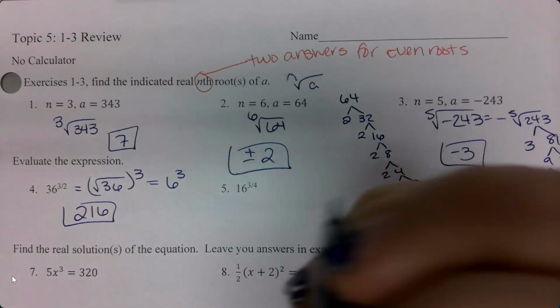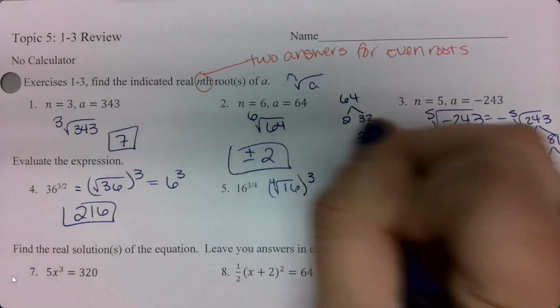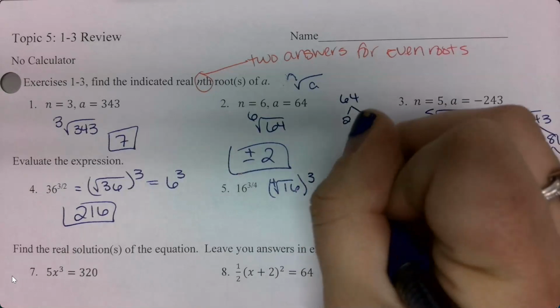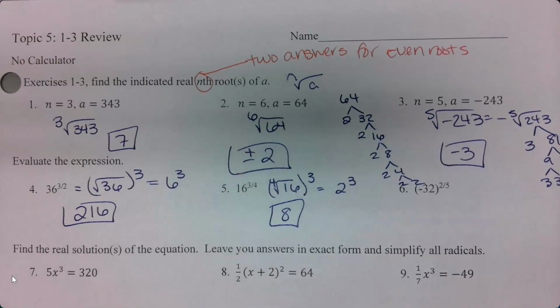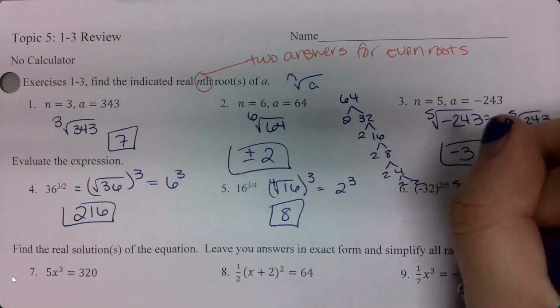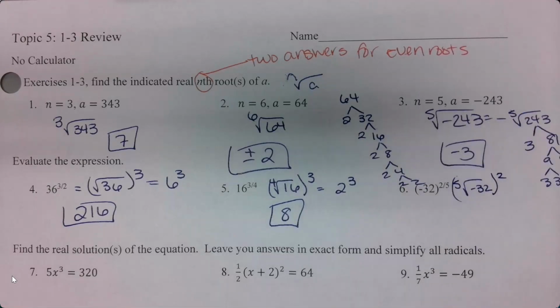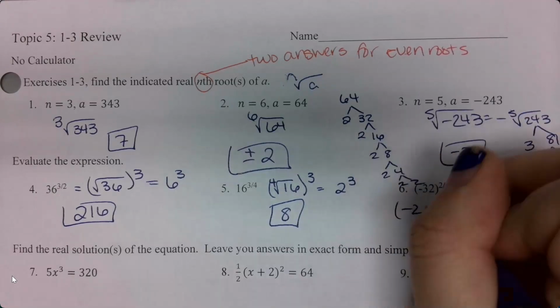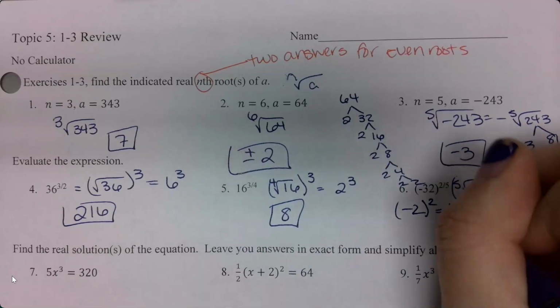On number 5, I want the 4th root of 16, and then I want to cube that. The 4th root of 16 is 2, and I want to cube that to get 8. On number 6, I want the 5th root of negative 32, and then I want to square that. The 5th root of negative 32 is negative 2. I want to remember to keep this in parentheses, and squaring that negative 2 is going to give me positive 4.